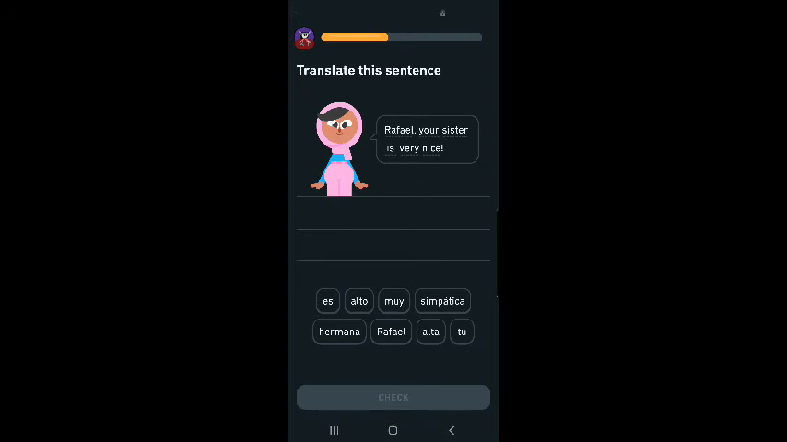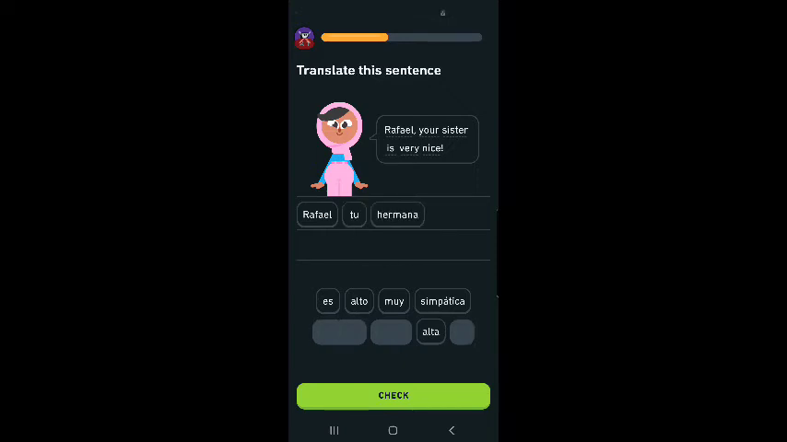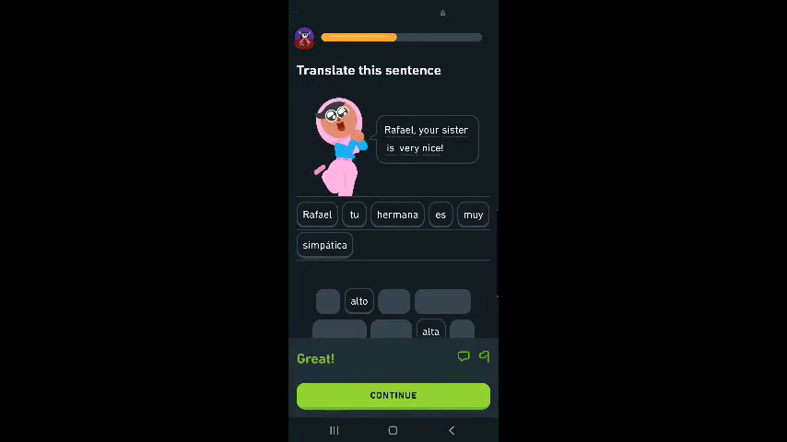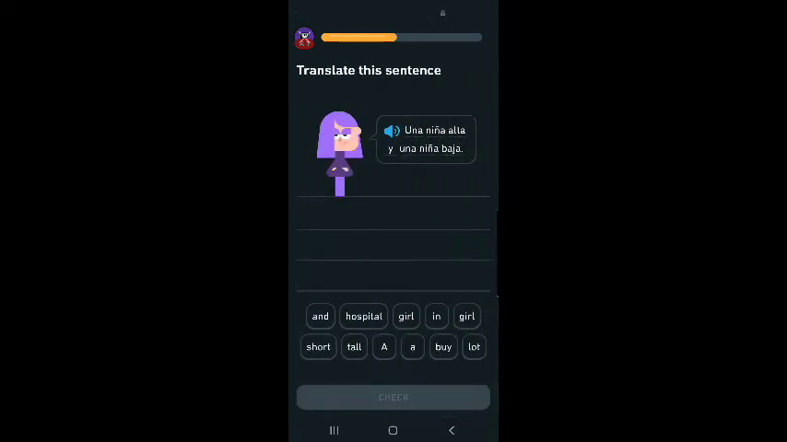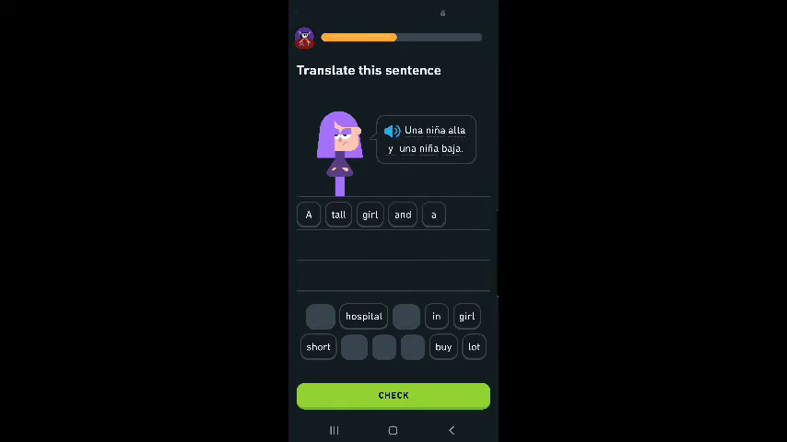Rafael, your sister is very nice. Rafael, tu hermana es muy simpática. Una niña alta y una niña baja. A tall girl and a short girl. Una niña alta y una niña baja.